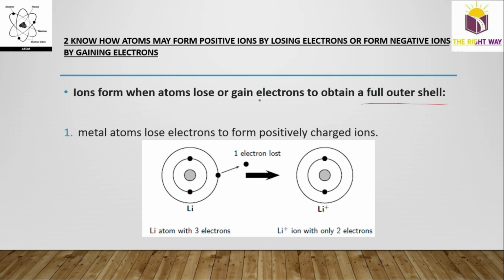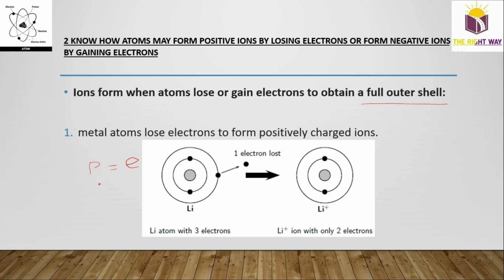Atoms lose electrons or atoms gain electrons. Metals mostly lose electrons, while non-metals mostly gain electrons. Okay, a metal atom loses electrons to form a positively charged ion. When an atom loses an electron, the number of protons increases. It's not like something adds up. In a neutral atom there are equal numbers of protons and electrons, but as the electron number decreases, the proton number becomes greater in comparison.